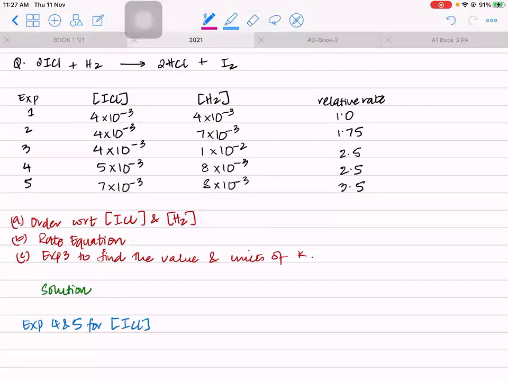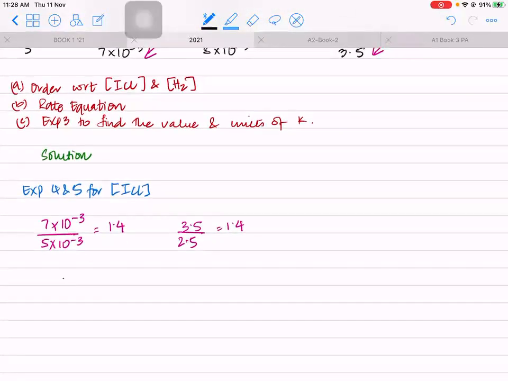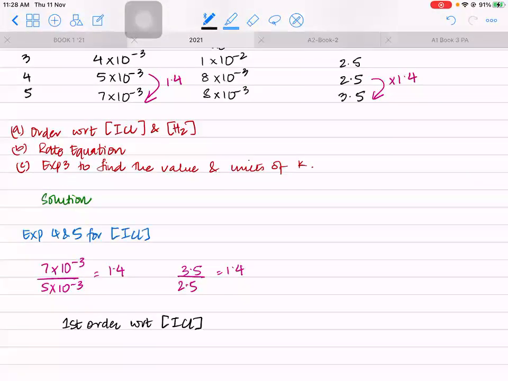Now, how is the concentration changing? Let's see. It is going from 5 × 10^-3 to 7 × 10^-3. So the concentration is changing by 1.4. Let's see how the rate is changing. The rate is going from 2.5 to 3.5. This is also changing by 1.4. So since the rate is changing by the same amount as the concentration, can we say that it is first order with respect to ICl concentration? Yes.